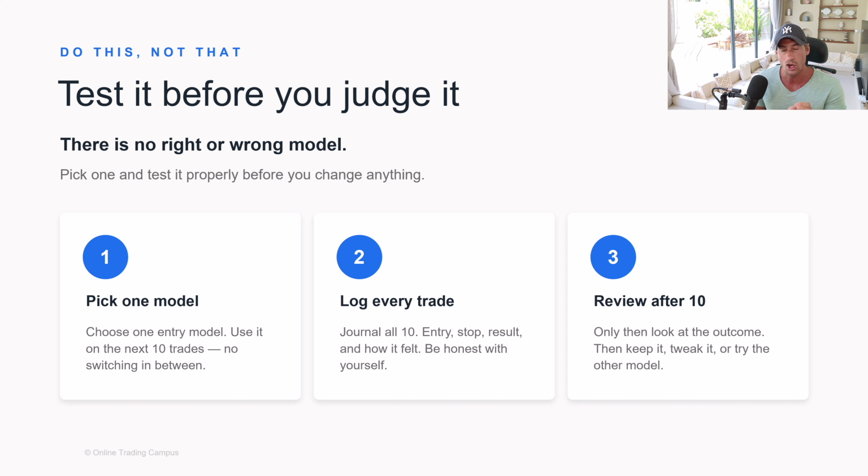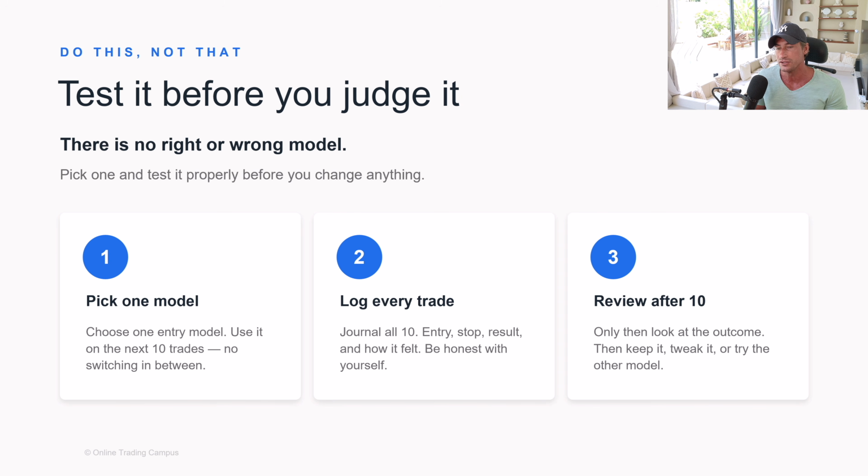Step 2, log every trade, write it down. Your entry, your stop, the result, and how it felt. Do screenshots, everything, the whole 9 yards. Be honest with yourself. Step 3, after 10 trades, then you look at the results. Not after 2, not after a bad one. After 10, guys, then you decide. Keep it, change something small, or try the other model.